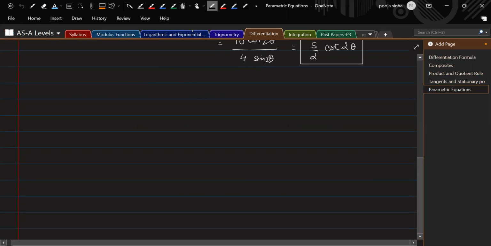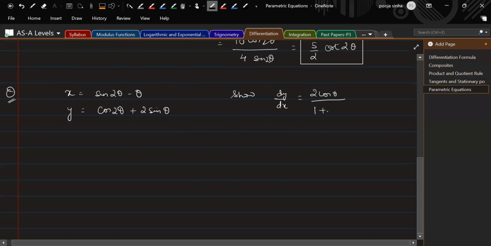Okay. Chale, a question aur kar le parametric form ka? This you take as a homework. Ye wala. X is equal to sine 2 theta minus theta and y is equal to cos 2 theta plus 2 sin theta. You have to show dy by dx is equal to 2 cos theta upon 1 plus 2 sin theta.